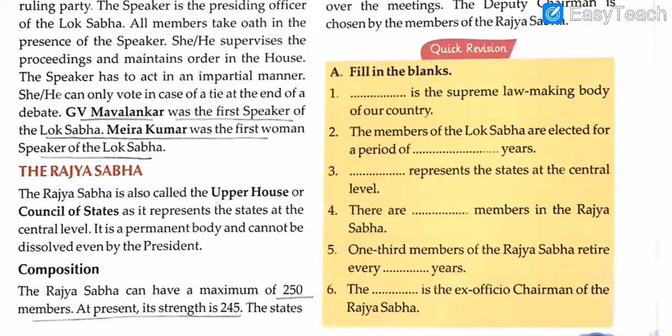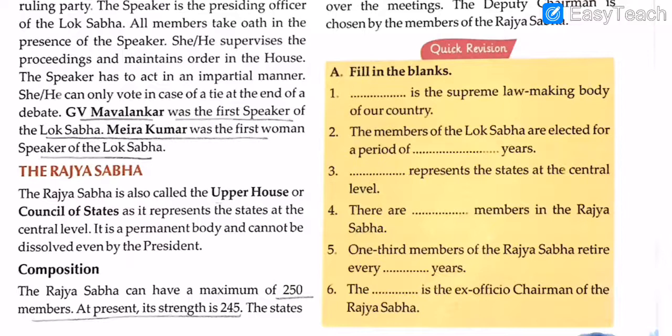The states and union territories elect 238 members of the Rajya Sabha, and the president nominates 12 members who are eminent people in the fields of art, literature, science, sports, or social service. This maintains creativity, and we know that we have creative and good people in the Rajya Sabha. So the states and the union territories elect about 238 members, fine?